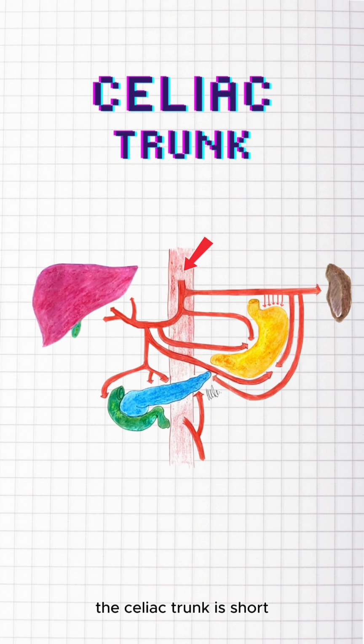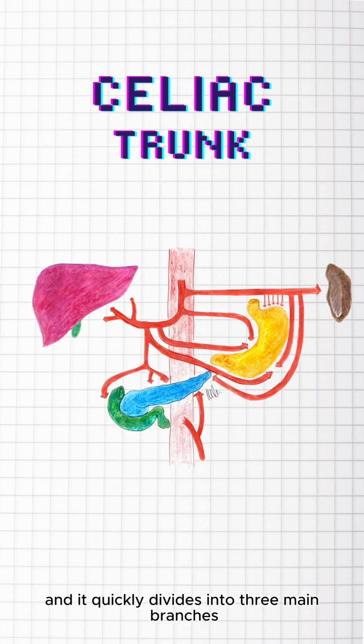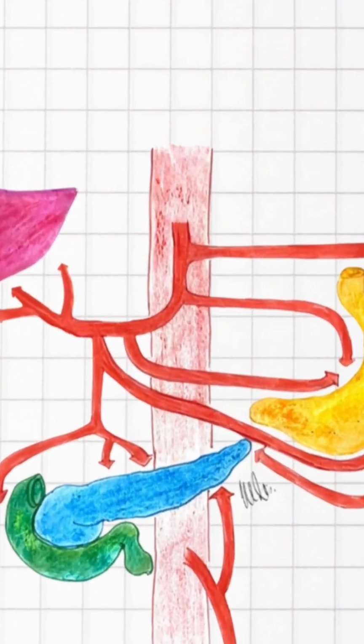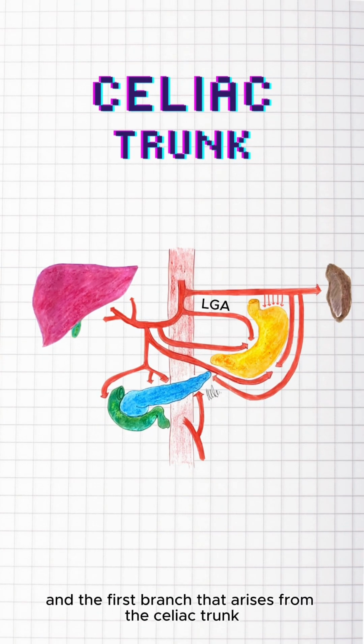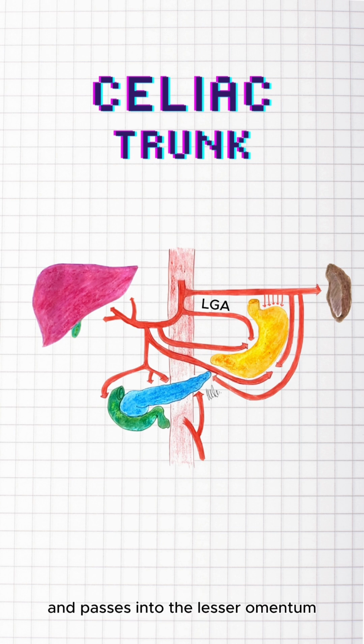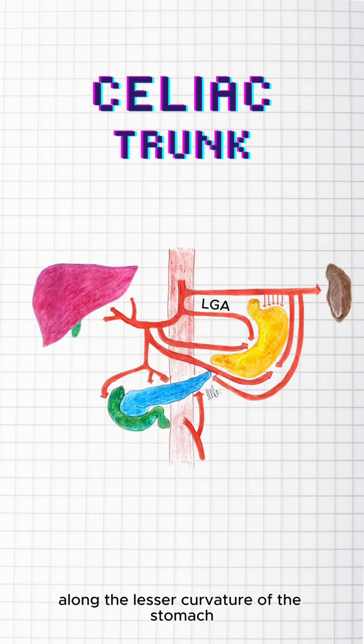The celiac trunk is short, about 1 to 2 centimeters in length, and it quickly divides into 3 main branches. 1. Left gastric artery. This is the smallest and the first branch that arises from the celiac trunk, and passes into the lesser omentum along the lesser curvature of the stomach to supply its superior portion.